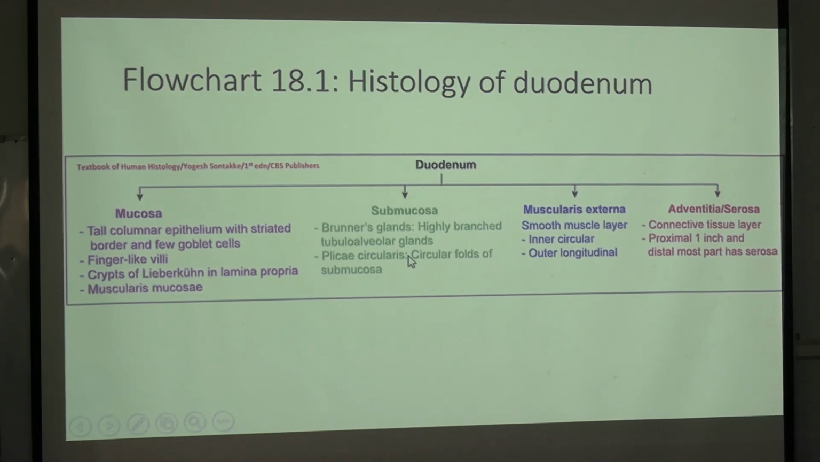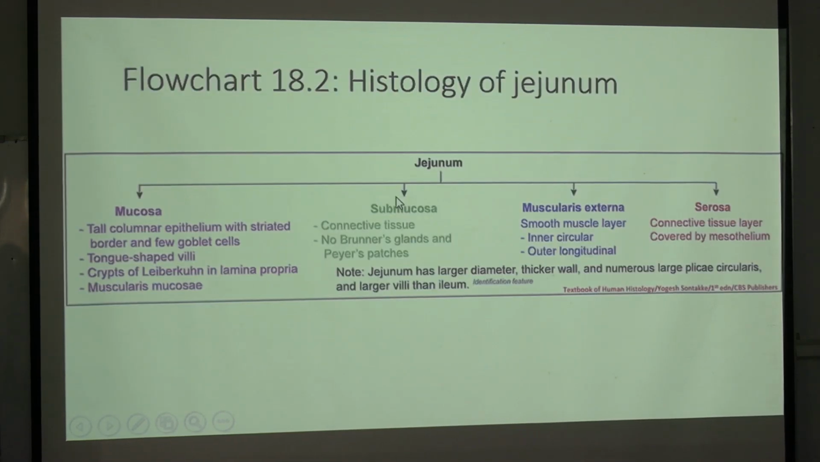They are highly convoluted glands there. Then the muscle layer and adventitia are more or less the same. If you take this particular jejunum cross section, similar to it, we have the same thing.